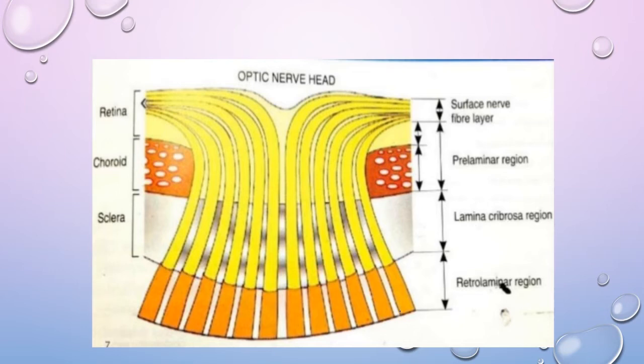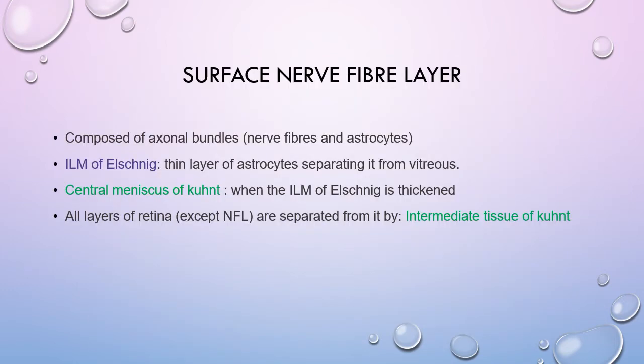These parts are shown again. This is the surface nerve fiber layer part, which is a part of retina. Then there is a pre-laminar part. Here the optic nerve passes through sclera and choroid, and then there is a lamina cribrosa. Again, there is a scleral canal in the sclera, and it has sieve-like perforations which is known as lamina cribrosa, and then there is a retrolaminar region.